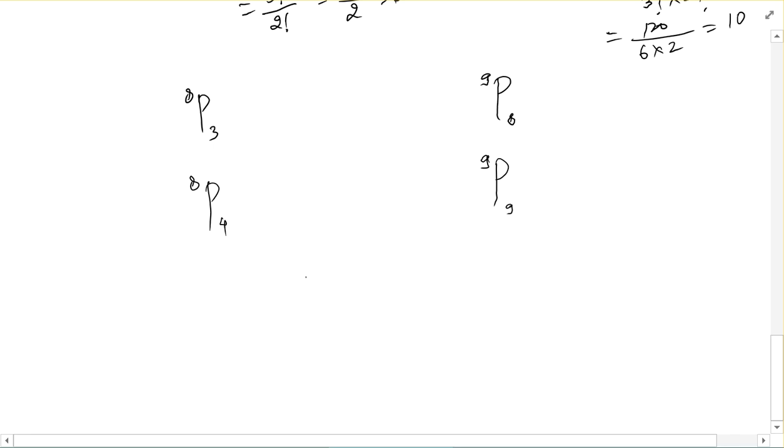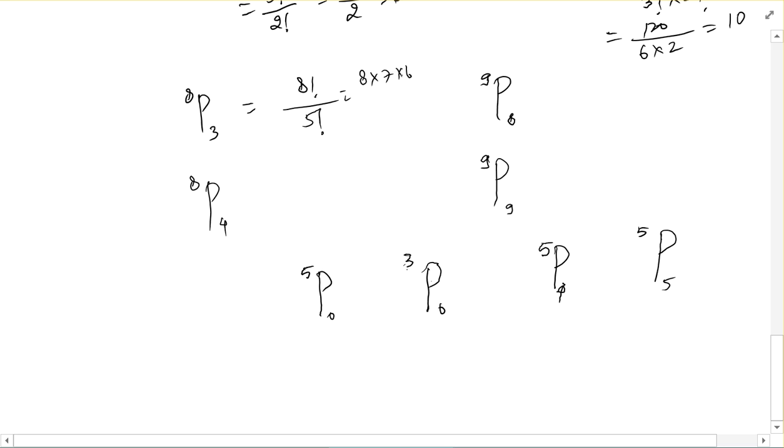Then you will do 5p0, 3p0, 5p4, 5p5. Okay. 8p3 is basically what? 8 factorial by 8 minus 3, that is 5 factorial. 8 into 7 into 6 into, we'll stop at 5 because there is 5 in the denominator. Okay, it is 336.